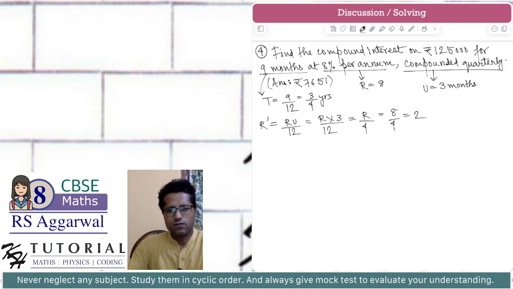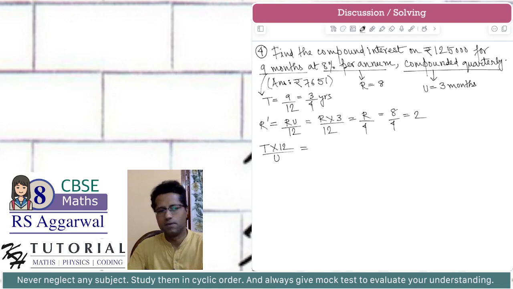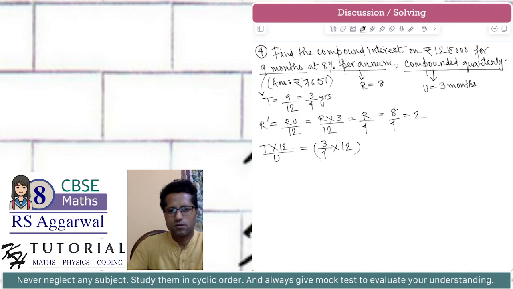We also have to find n and a by b. So we know that we have to compute T multiplied by 12 divided by U and express it as n and a by b. So T is 3 by 4 multiplied by 12, this whole divided by U, which is 3. So this is equal to 3. This implies n is equal to 3 and a by b is equal to 0.